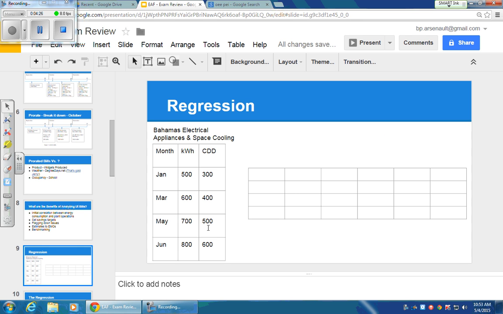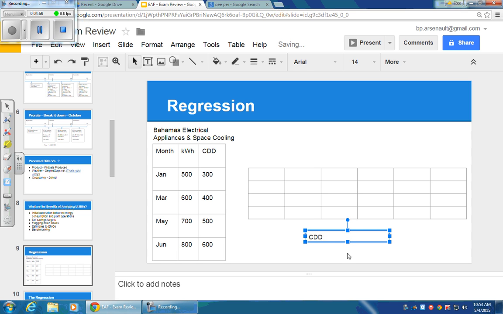So what I've done here is I've really tried to simplify this regression just so that everything can be as clear as possible. Okay, so I'm going to move over. What we're going to end up doing is plot things on here. And the bottom part is going to be our cooling degree days. So I'll go ahead and insert a text box here, and we'll call this the CDD.